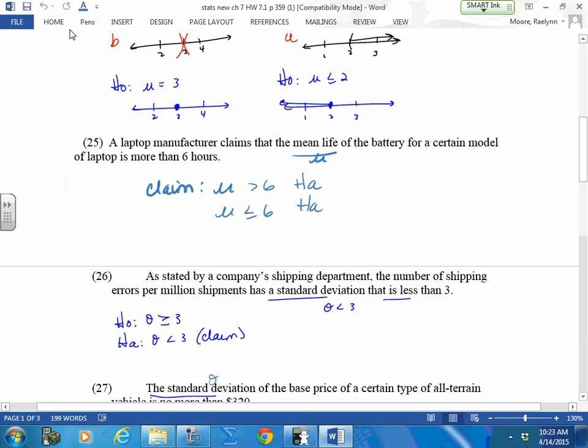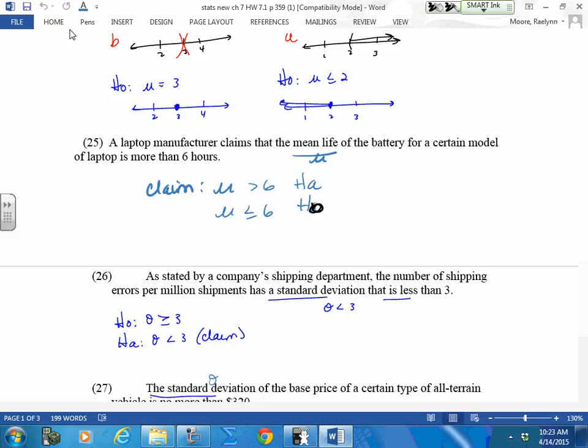Mean, remember, your population. State your claim. Whatever they give you is the claim. A laptop manufacturer claims that the mean life for a battery is more than 6 hours. If you're the manufacturer for that laptop, wouldn't you claim it's more than 6 hours? You would not want to claim it was less than 6 hours. Oh, good call. So which one would be the HO? The one on the bottom. The one on the bottom. Thank you. Good.